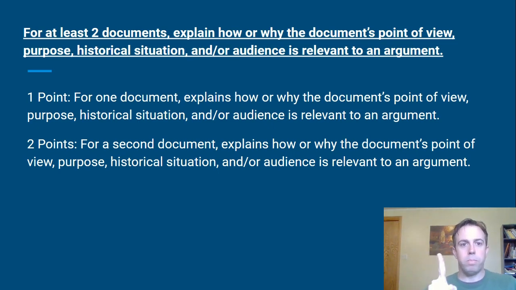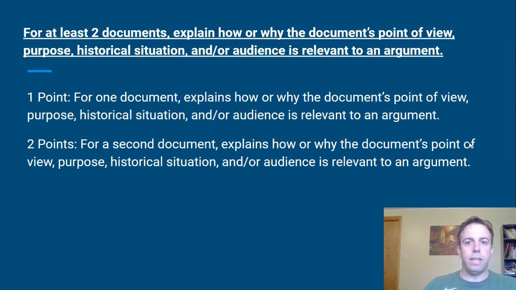Before, you just get 1 point if you use 3 of those documents. Now, 1 point for 1 document, and either doing point of view or purpose or situation. It's like the context of the document, or audience. And a second one for doing it for a second document. I think this is a really attainable point. We've talked about how I think purpose is the best one to use, because you're probably going to be talking about the purpose anyways of a document when you're relating it back to your argument.